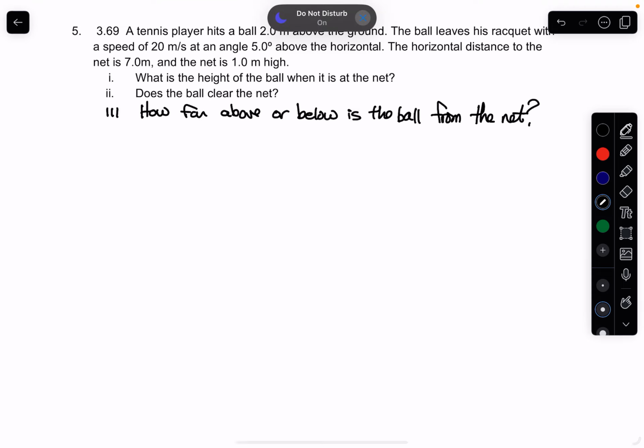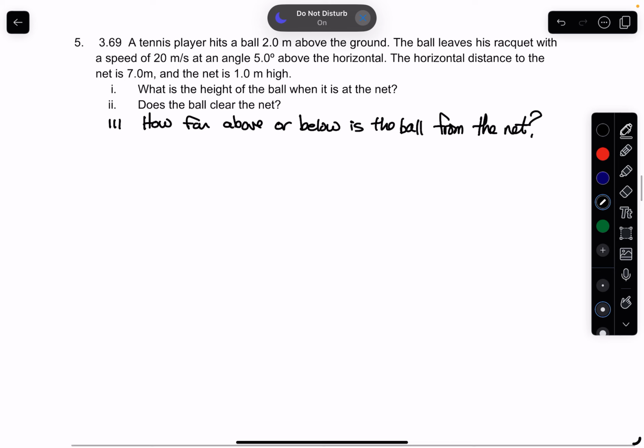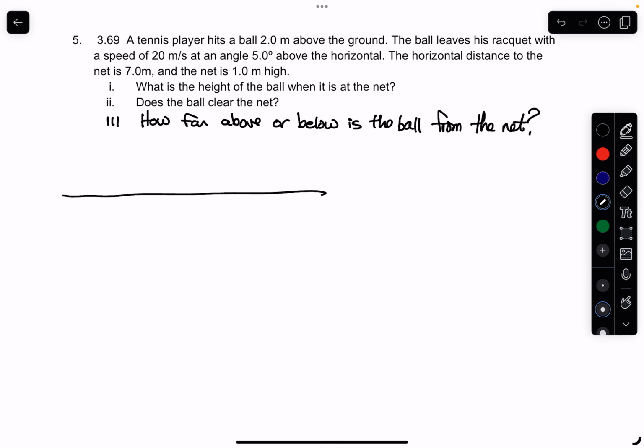So this is an interesting question. Here we have a tennis player. And so let's kind of draw a tennis scene. Here we have a net, and here we have our player. And she is hitting the ball.